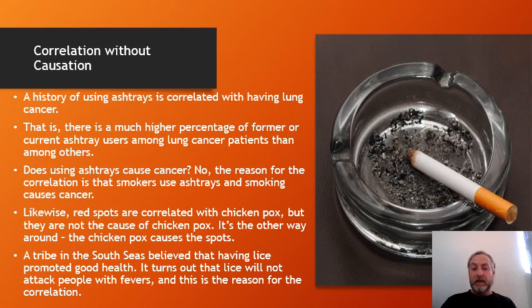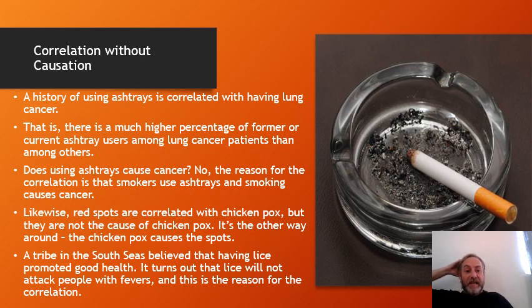Why are they not the same? If you need a little convincing, for example, using ashtrays is correlated with lung cancer. If you've used a lot of ashtrays over the course of your life, you're more likely to have lung cancer. Why is that? And what would that mean statistically? You look at former or current ashtray users, see if there's a higher percentage of lung cancer among them than others. Or sorry, the other way around: given that you have cancer, what is the probability that you've used an ashtray? And it's going to be higher.